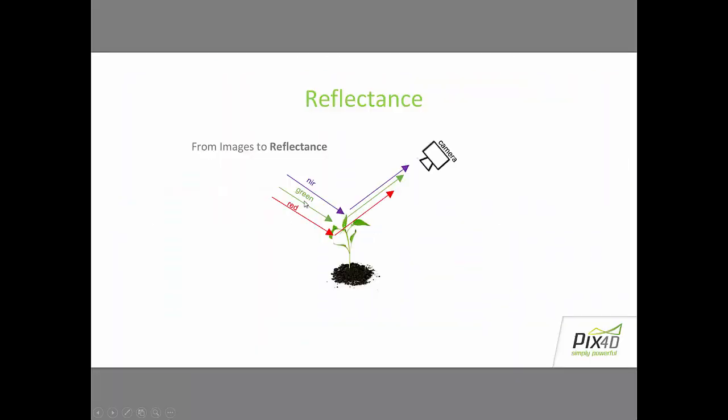So if you look at red and green, those are visible. What if we throw in something that's not visible, such as near infrared?